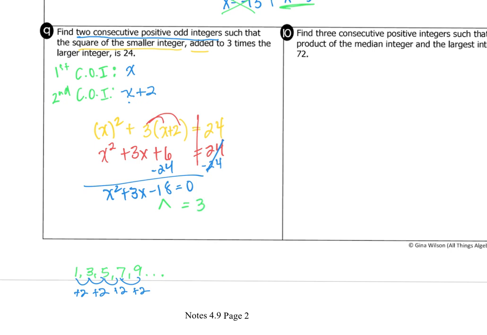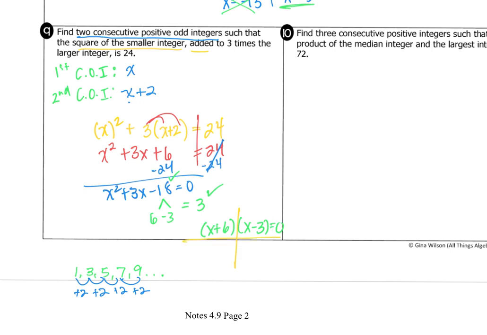What multiplies to negative 18 and adds to 3? We're going to say 6 times negative 3. Multiplies to negative 18. 6 minus 3 is 3. So in factored form, we would have x plus 6 times x minus 3 equals 0.